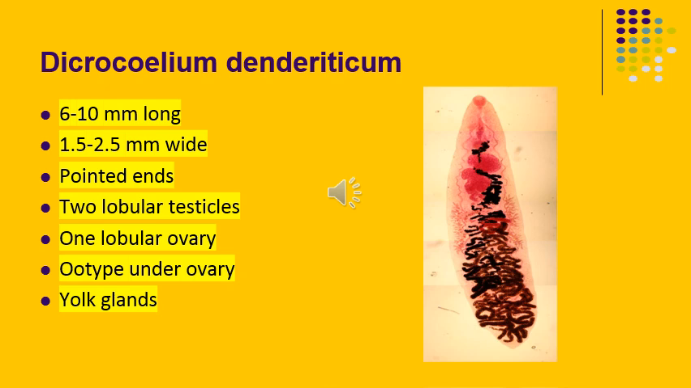The length of Dicrocoelium is about 6 to 10 millimeters, and the width is 1.5 to 2.5 millimeters. It is necessary to mention that the posterior part of this worm has pointed ends, and it has 2 lobular testicles, but 1 lobular ovary. The ootype is under the ovary, and the yolk glands are inside the body, opposite each other.